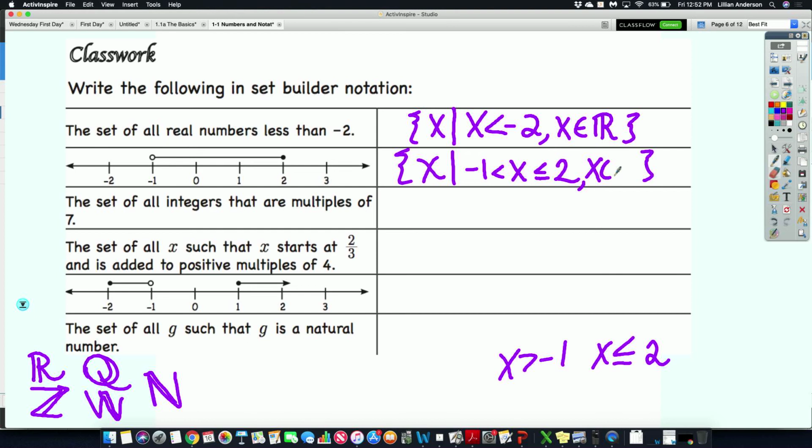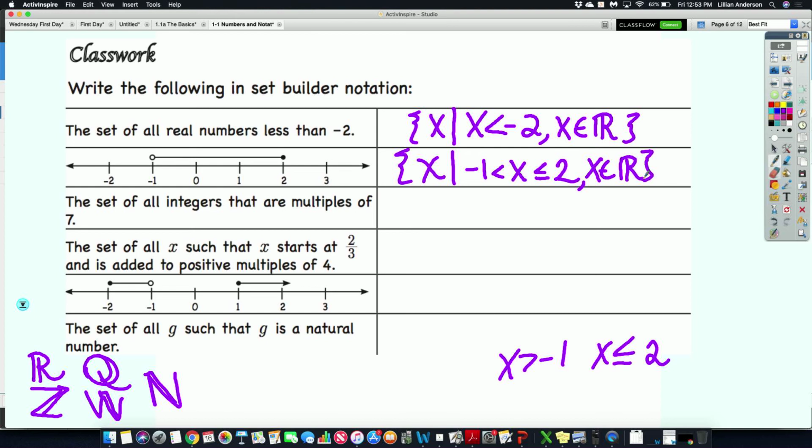Okay? X is an element of what types of numbers? What numbers are included in between -1 and 2? Real numbers. Not just 0 and 1. There's infinitely many numbers that lie in between there. Okay? Like square root of 1/3 is here. Kind of getting it? Following along?